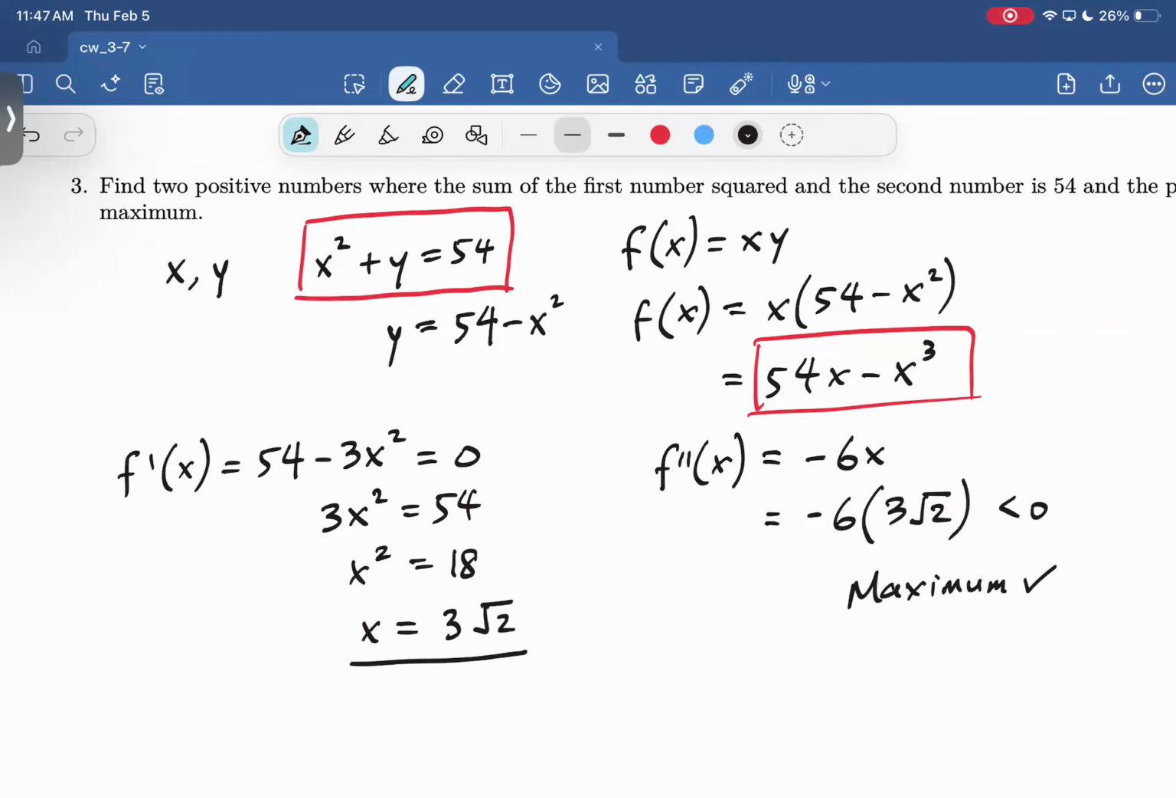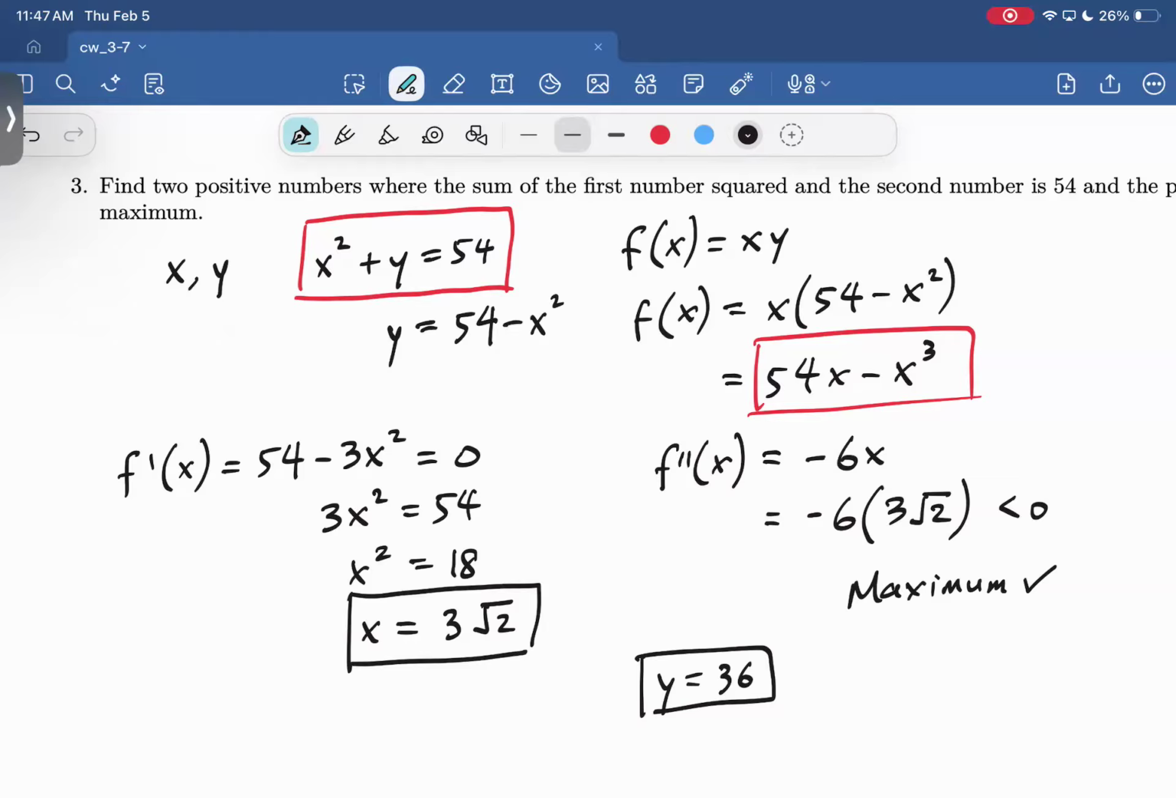Yep. And so our answer is going to be x equals 3 root 2. And then we're going to also have to plug that in to find y, right? And y will be, what is it? 36? X squared is 18, so y is 54 minus 18, which is 36.